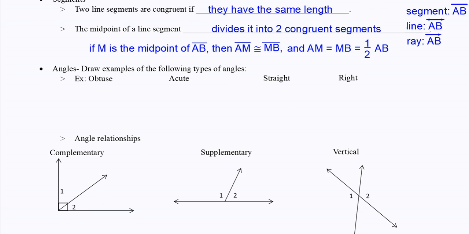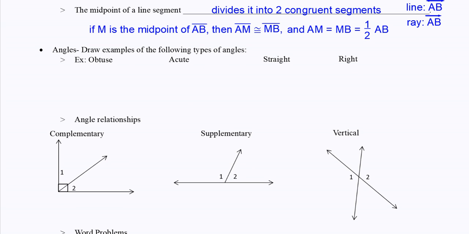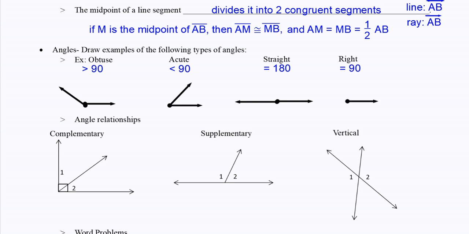Now, moving on to angles, I've got some different types of angles. One is obtuse. We know obtuse means greater than 90 degrees, acute less than 90, straight is going to be equal to 180, and right is exactly equal to 90 degrees. So we can see some examples of these. Obtuse opens up bigger than 90, acute going to be something less than 90, straight exactly equal to 180, and right exactly equal to 90 degrees.